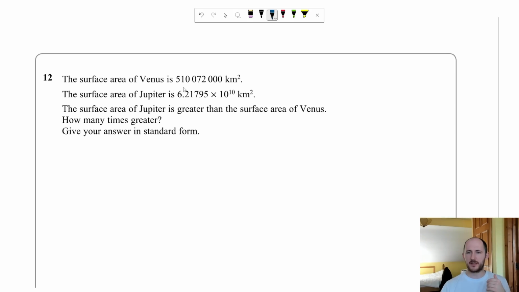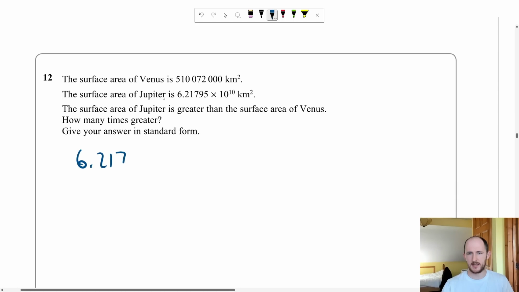Here we have another, I'm just going to call it a standard form question. It gives us the surface area of Venus and Jupiter. And it says the surface area of Jupiter is greater than Venus. How many times greater? So you're going to take the surface area of Jupiter divided by the surface area of Venus. And then we're just going to give our answer in standard form, apparently. So we're probably going to get quite a big number.